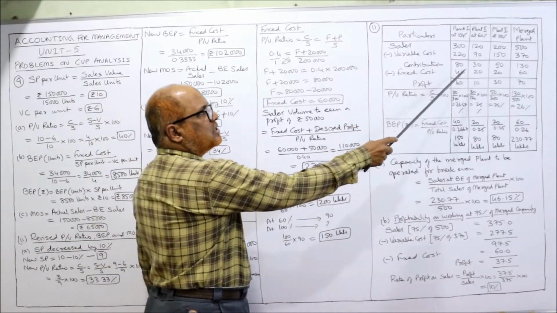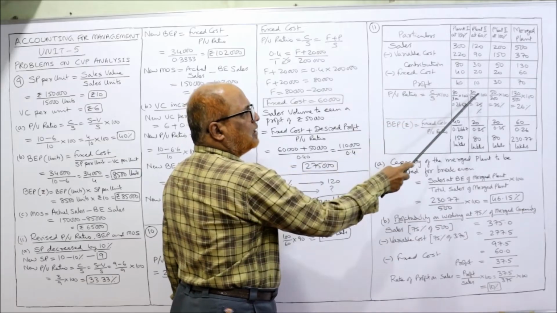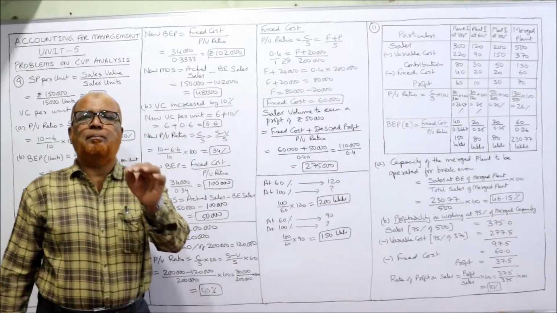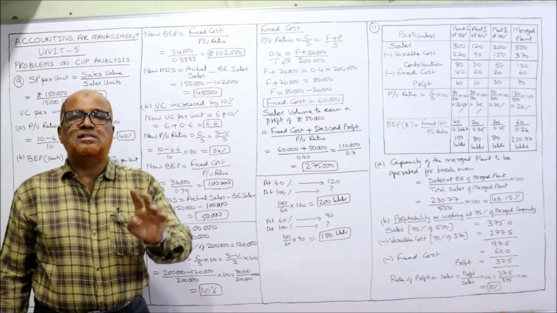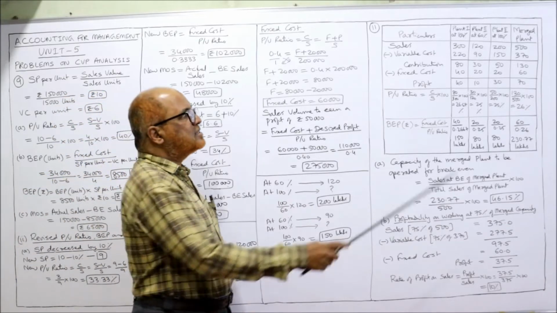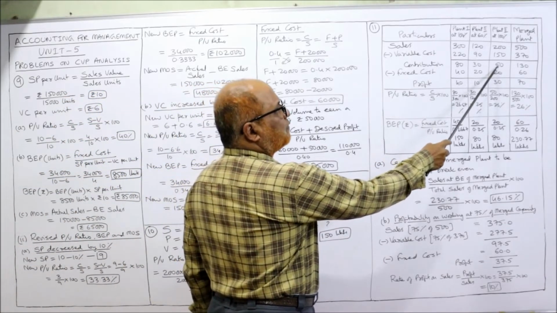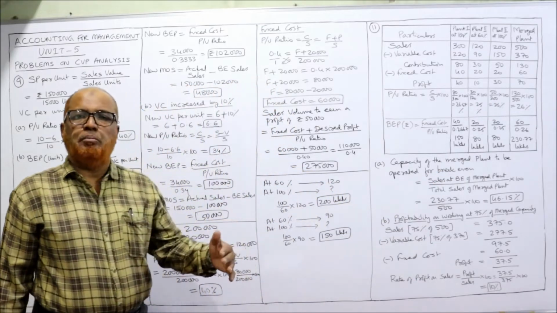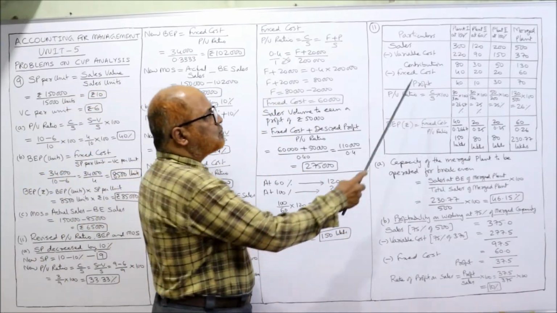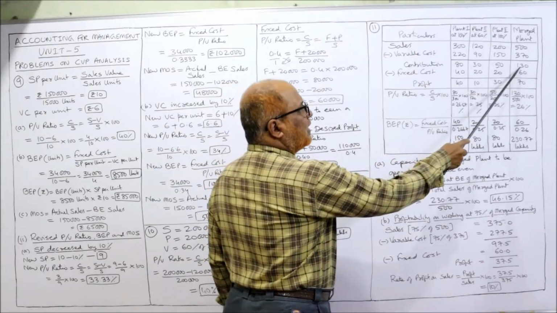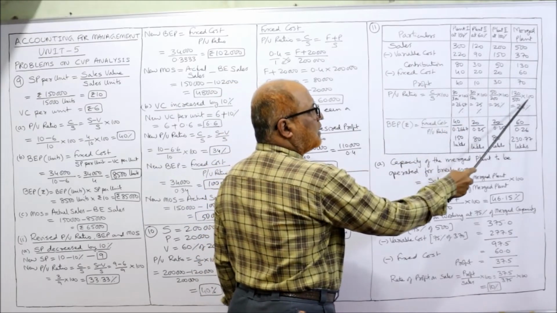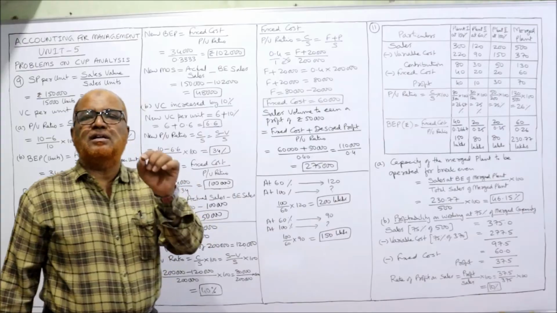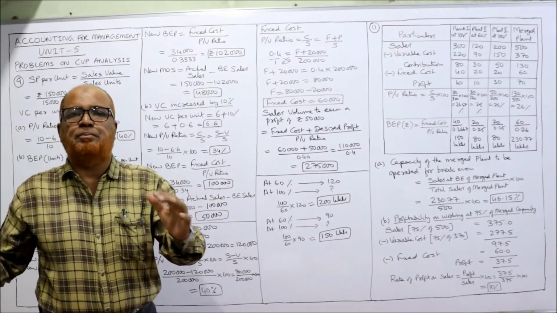Plant 2, contribution is 30. 30 by 120 into 100, 25% is the PV ratio for plant 2 at 60%. At 100%, contribution is 50. 50 divided by 200 into 100, 25%. Last one, merged plant. The merged plant contribution is 130. So 130 by 500 into 100, 26% is the PV ratio of the merged plant.